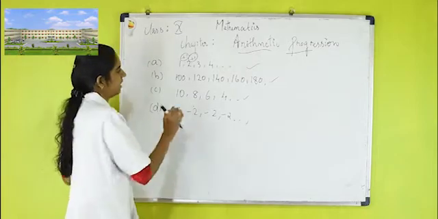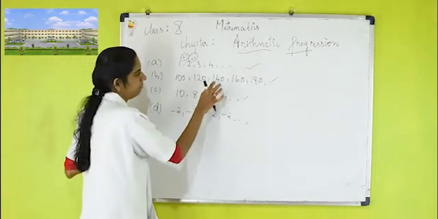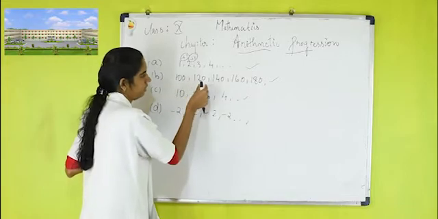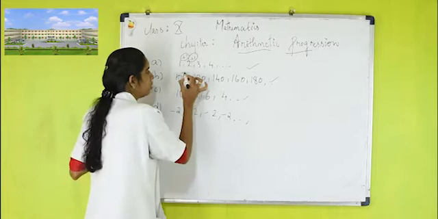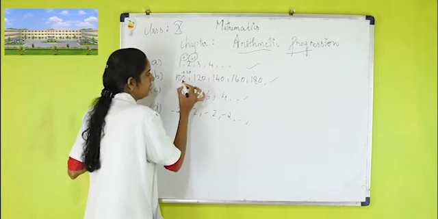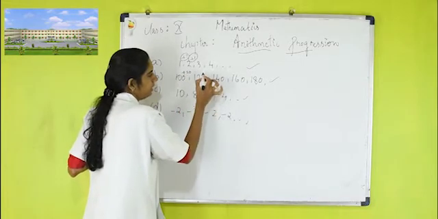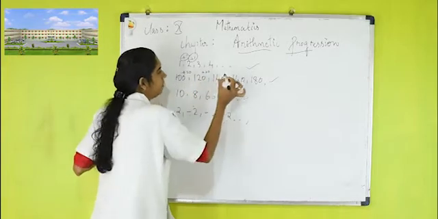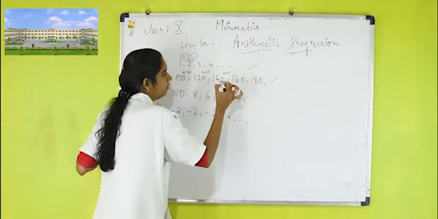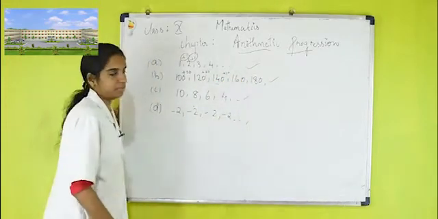Okay. If I consider the second example, what is the number here? 100, 120, 140, 160, 180. So plus 20 is added to the first number, we get the second number. This plus 20 again added to the second number, we get the third number. If we add plus 20 to the third number, we get the fourth number.